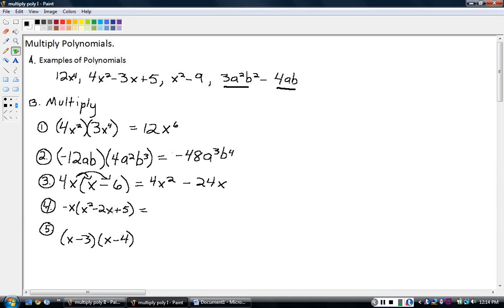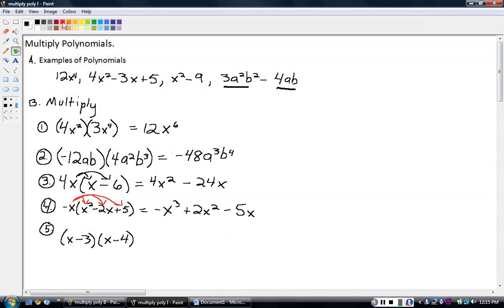Negative x times this three-term polynomial. So again, I'm just going to distribute the negative x through. I'm going to multiply negative x by that, and then by that, and then by that, and then I'll be done. Let's take a look at what we get. Negative x times x squared is negative x cubed. Negative x times negative 2x is positive 2x squared. And then finally, negative x times 5 is negative 5x. That's just the distributive property, something you've worked with before.